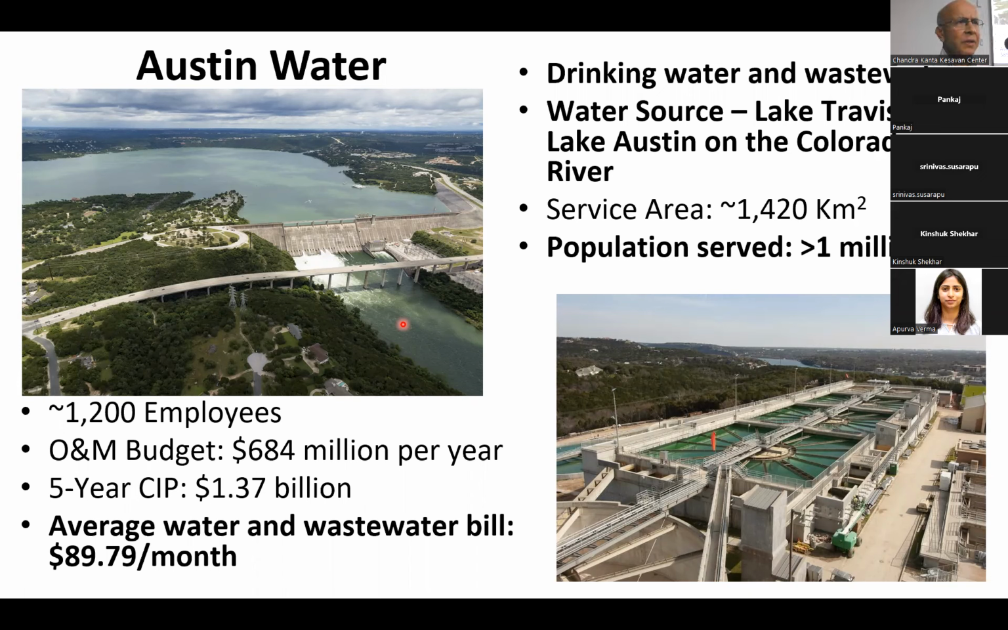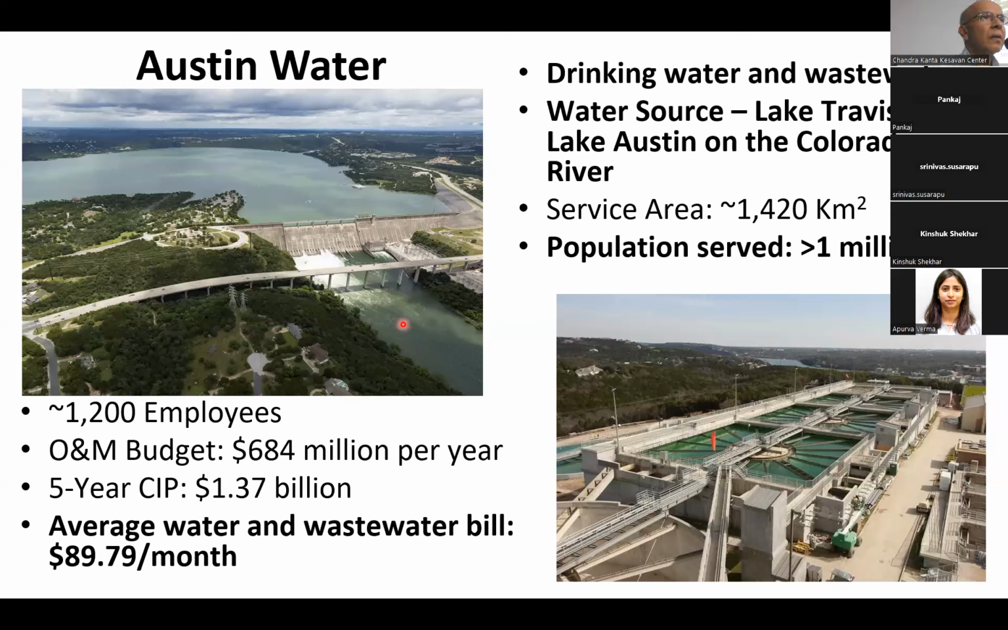So we serve a little more than 1 million people, practically everyone in the city of Austin and some smaller communities in the vicinity of the city of Austin. And our average water and wastewater bill is about $90 a month, of which approximately $40 on average is for drinking water and about $50 for wastewater. Wastewater is expensive to treat. I know that. I worked a lot in the field of wastewater.